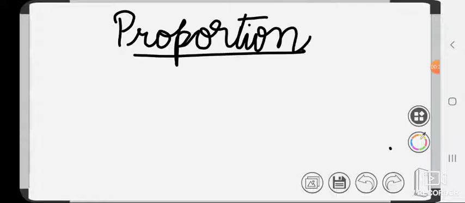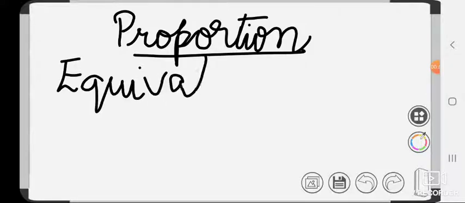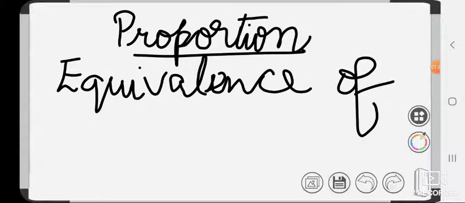Proportion means a statement showing the equivalence of two ratios. Okay, proportion means a statement showing equivalence of two ratios. That is, only this point you should remember: equivalence of two ratios. Equivalence, this is E, okay, equivalence of two ratios.